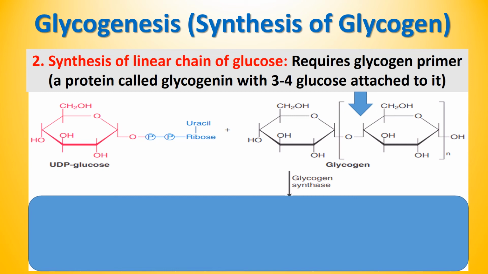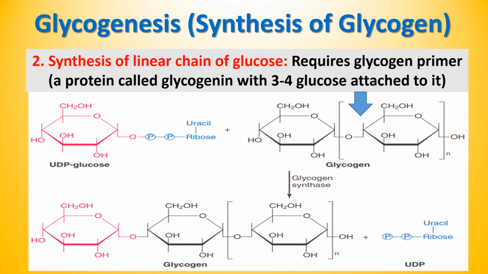With the action of the glycogen synthase enzyme, the UDP glucose molecule gets attached to the glycogen, resulting in the formation of a linear chain of glucose molecules. They are linked together through alpha 1,4 glycosidic bonds, and as an action of this glycogen synthase, there is a synthesis of a linear chain of glycogen and a production of 1 UDP molecule.